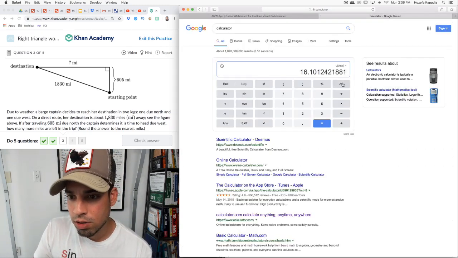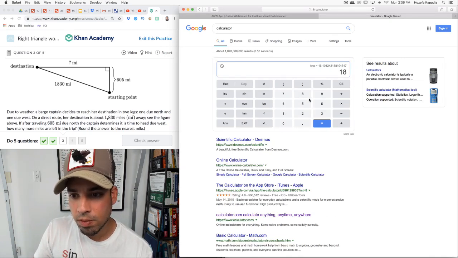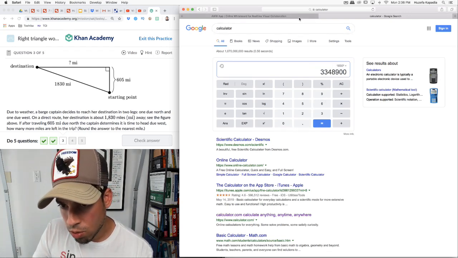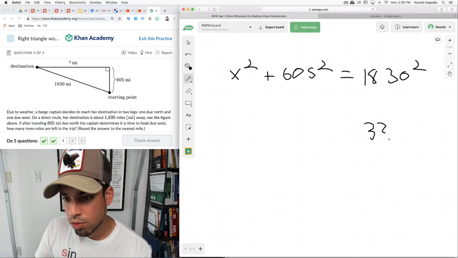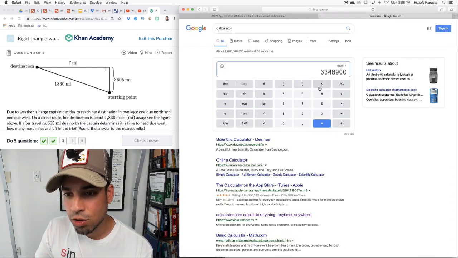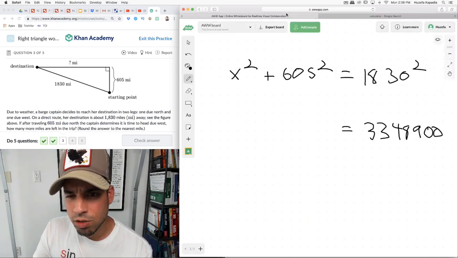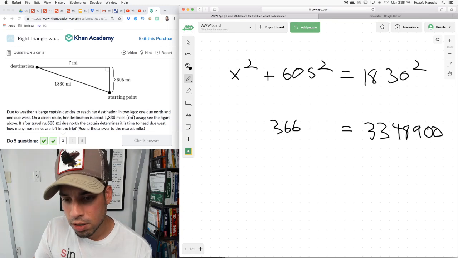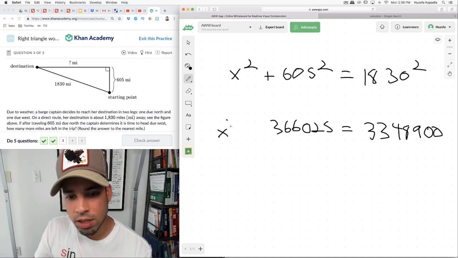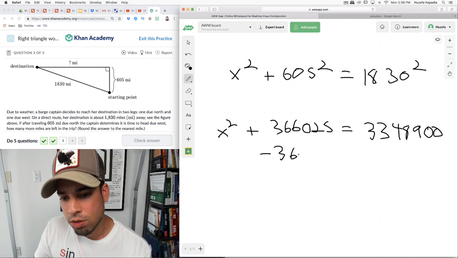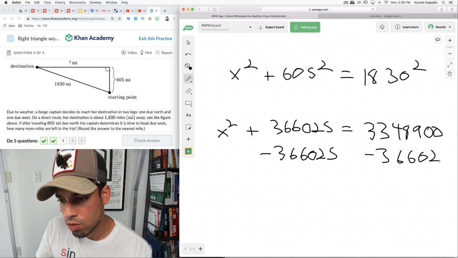So 1830 squared. Well, it's a big number. 3348900. 3348900 equals 605 squared, which is 366025. Then we got x squared. So I'm going to subtract 366025, and we get 2982875.